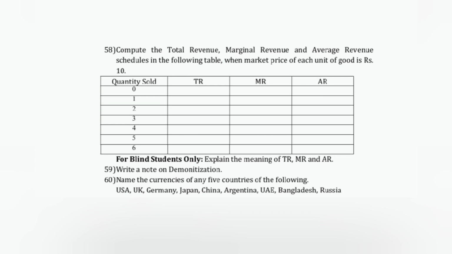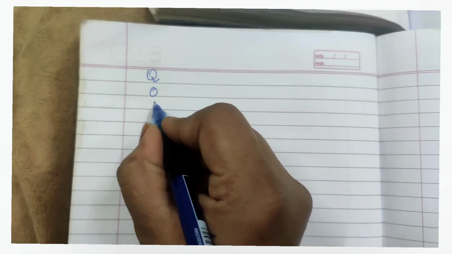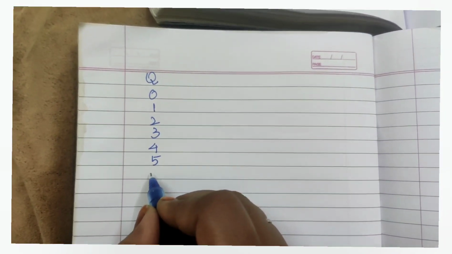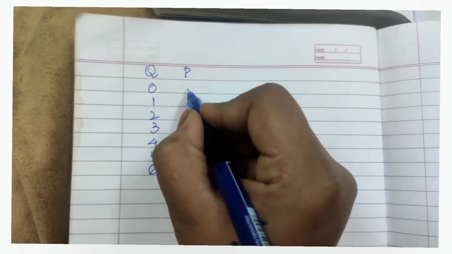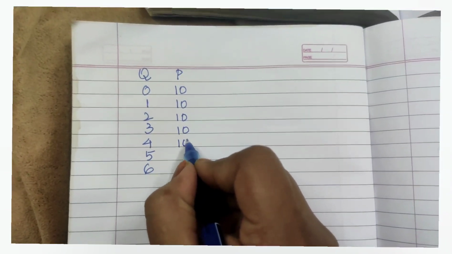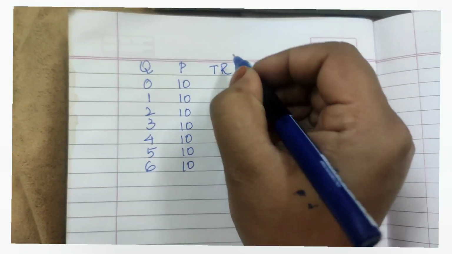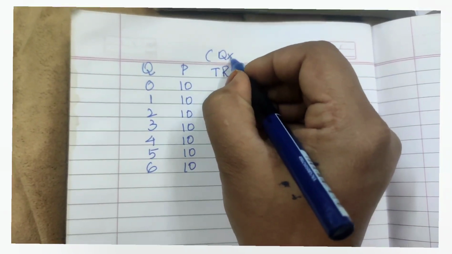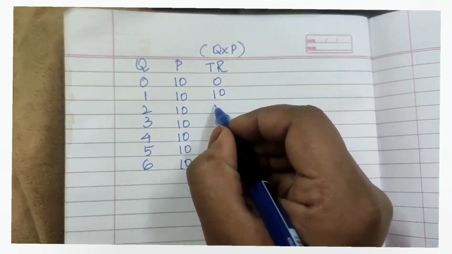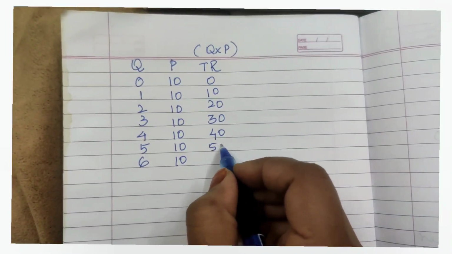So let's do that. As per the question, the quantity is already given, which is 0, 1, 2, 3, 4, 5 and 6, and the price is also given, which is 10 rupees. So constantly we'll write down 10, 10, 10 as it is. After that we need to calculate the total revenue. The formula to calculate total revenue is quantity into price: 0 into 10, 1 into 10, 2 into 10, 3 into 10, 4 into 10, 5 into 10, 6 into 10.